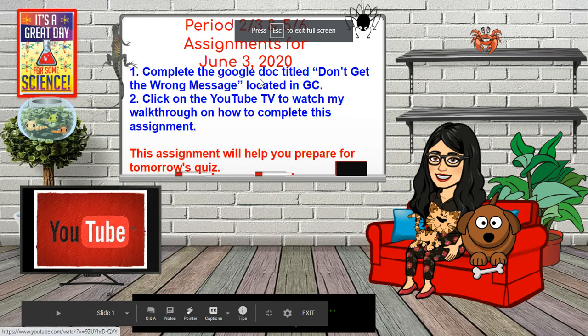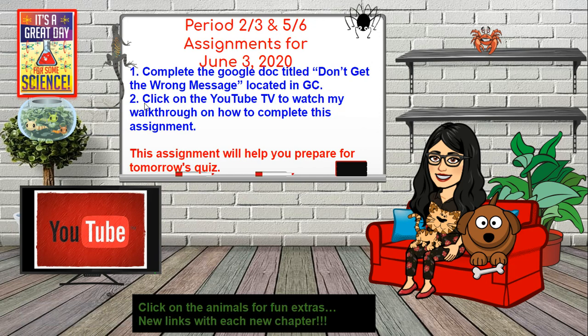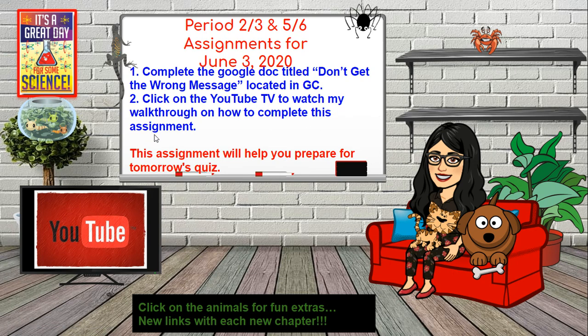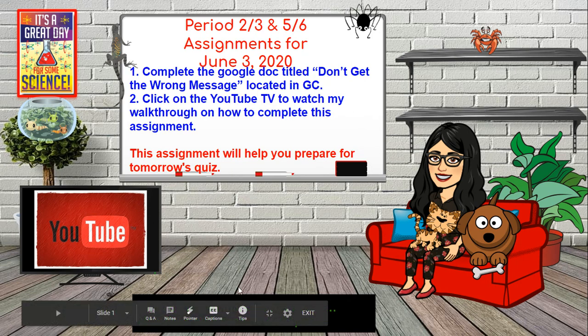So here it says complete the Google Doc titled Don't Get the Wrong Message, located in Google Classroom. Then you're going to click on my YouTube video, which you've already done because you're watching it, and watch the walkthrough on how to complete it. This is going to prepare you for tomorrow's quiz. Look at this, no books on the shelf, no other TV, just the one activity. So you're welcome.